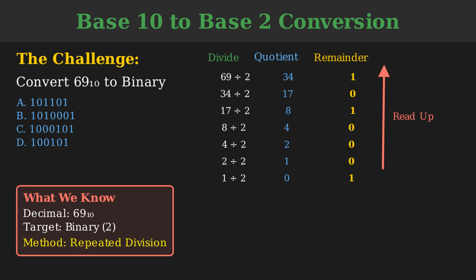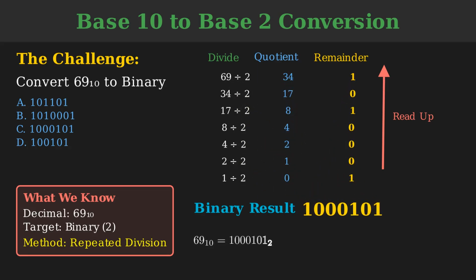We collect the remainders from bottom to top to get our binary number. Reading upwards, we get 1000101. This matches option C. We have successfully converted 69 to binary.